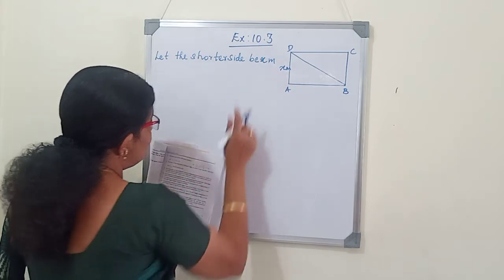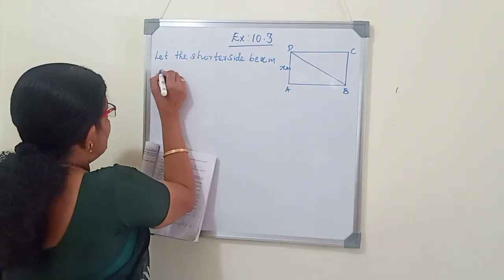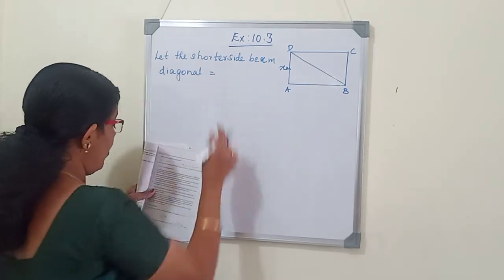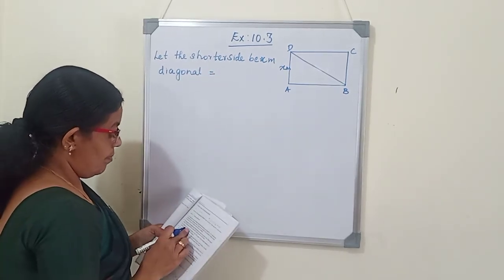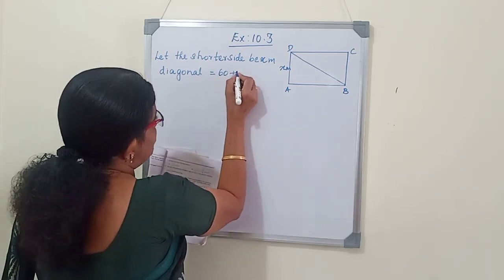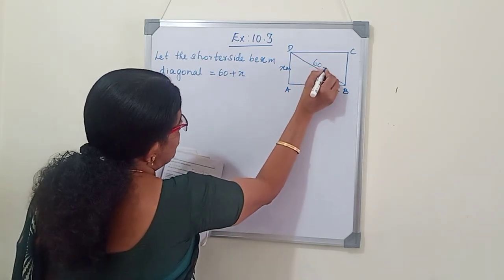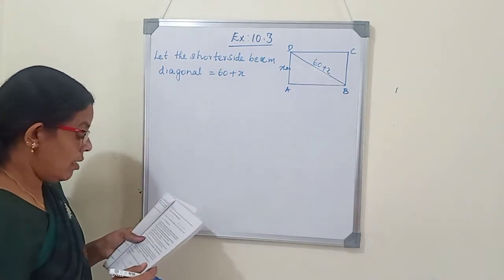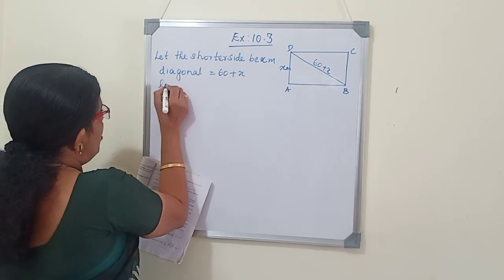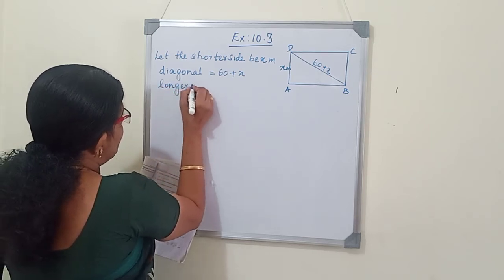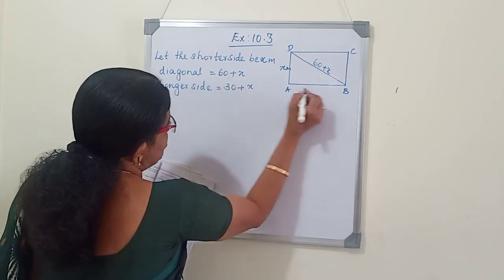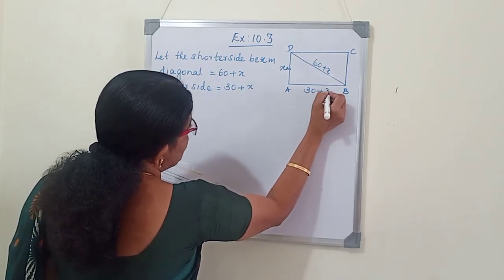Now diagonal equals 60 meter more than the shorter side. So 60 plus x. This diagonal is 60 plus x. And the longer side is 30 meter more than the shorter side. So longer side equals 30 plus x. So this will be 30 plus x.